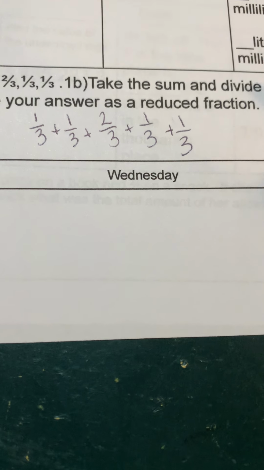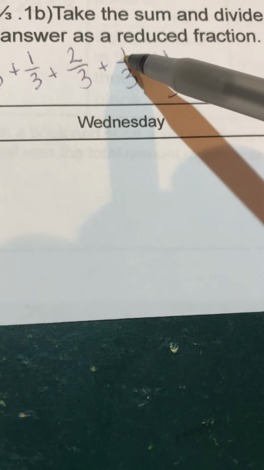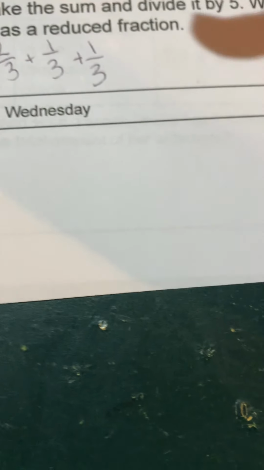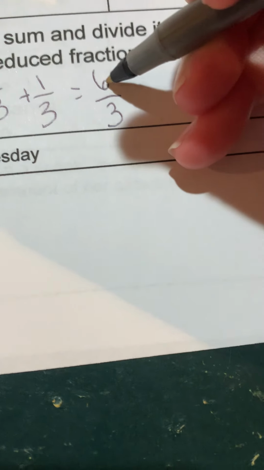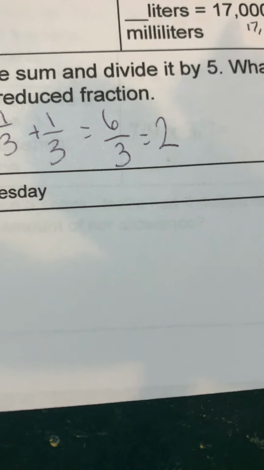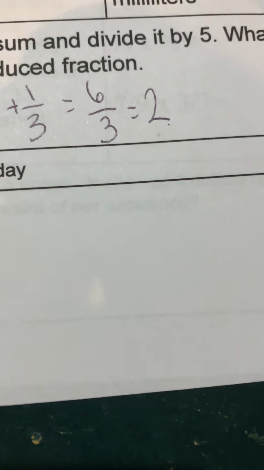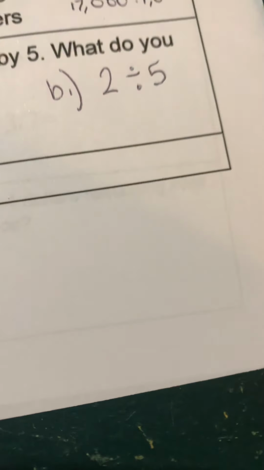We notice that our denominators are the same, so we can just add across. 1 plus 1 equals 2. 2 plus 2 equals 4. Plus 1 is 5. Plus 1 is 6. So that equals 6 over 3, which is the same as 6 divided by 3. We know that equals 2. So that's part A. Part B says take the sum. So take 2 and divide it by 5. Part B, you're going to solve this on your own. Solve for 2 divided by 5.